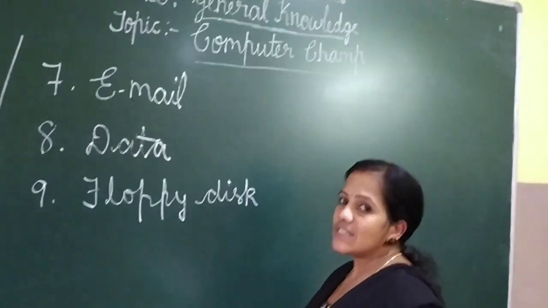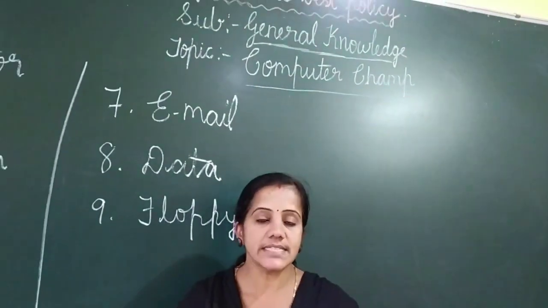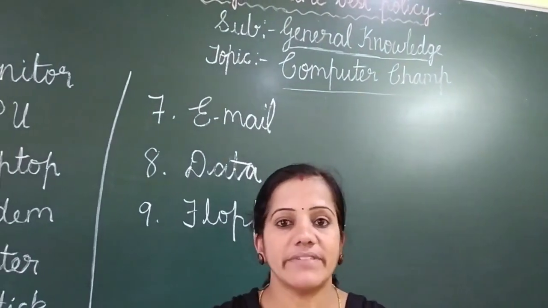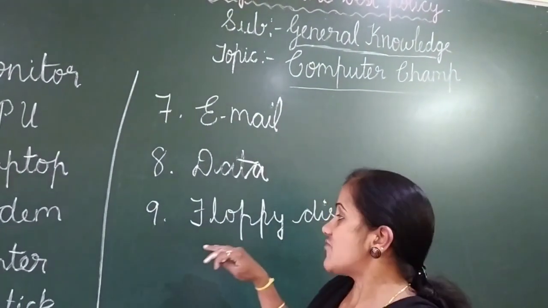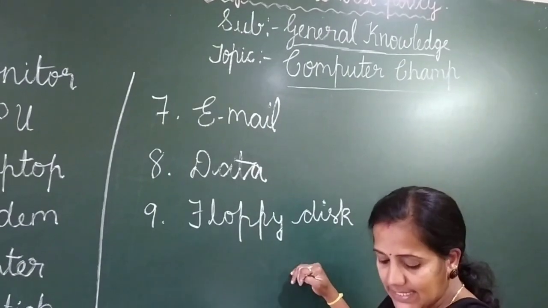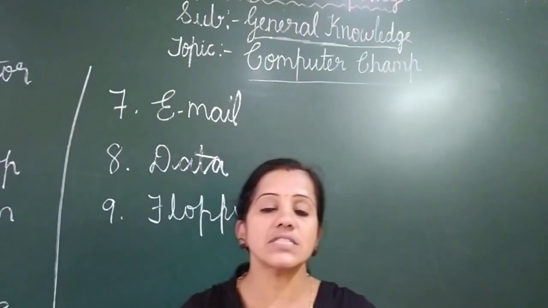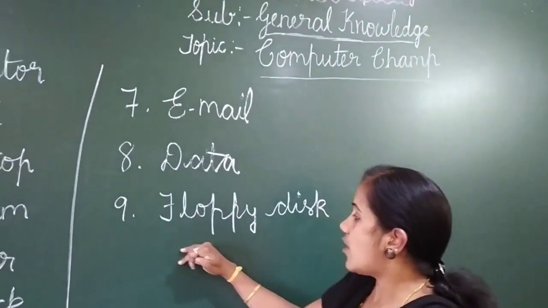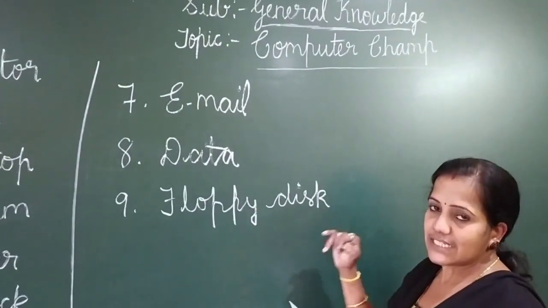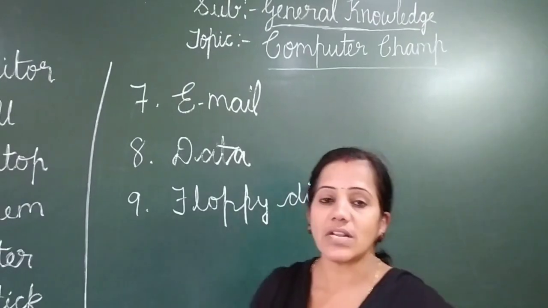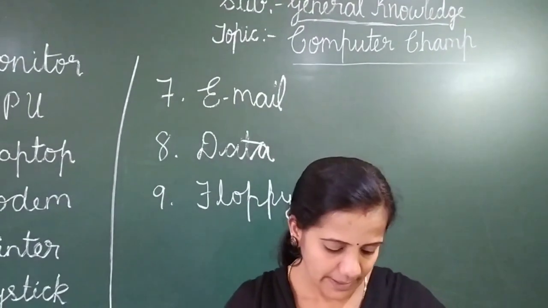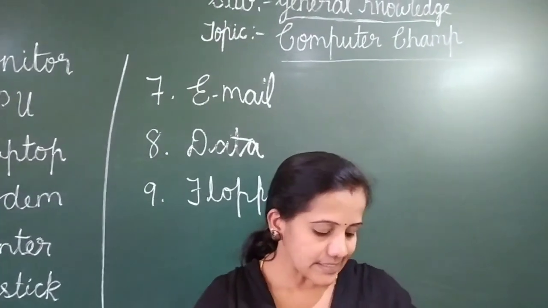F-L-O-P-P-Y-D-I-S-K, disk. Nowadays we use CD and all, right? CD and all we use to store our data. Same way this floppy disk. Okay, so it is a thin enclosing magnetic disk that stores computer data. So we call it as floppy disk. In this floppy disk we can store our data. Okay. Next we move on to the 10th one.